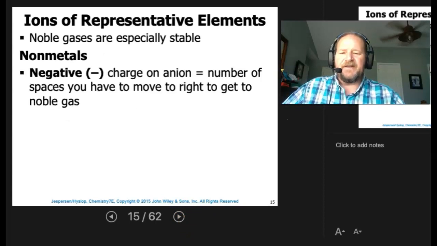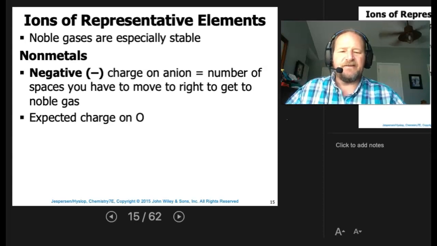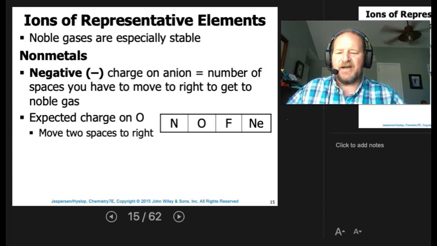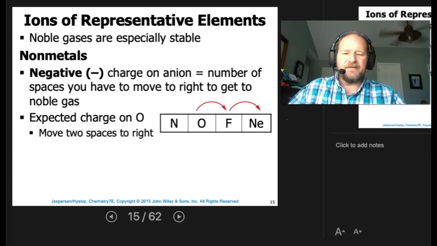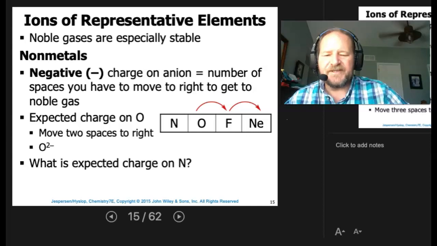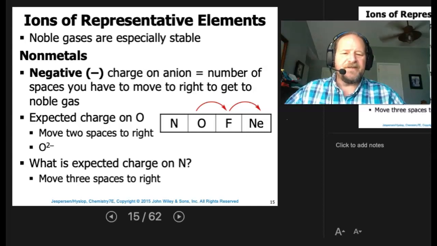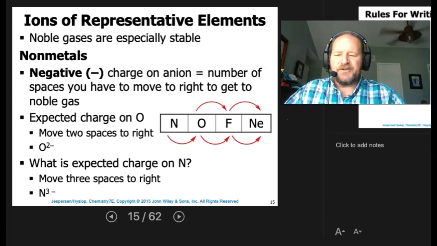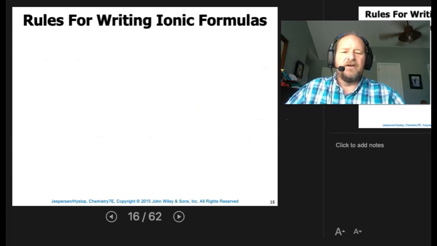So for nonmetals, we have the negative charge on the anion, which is the number of spaces you move to the right to get to the noble gas. So the expected charge on oxygen: move 2 spaces to the right, and you get -2. What is expected for nitrogen then? Well, now you're going to move 3 spaces, and so you should get a -3, right?